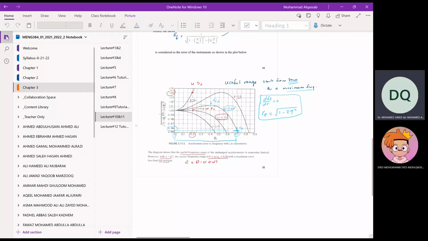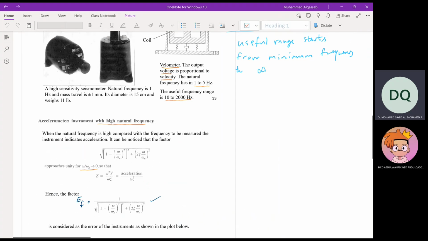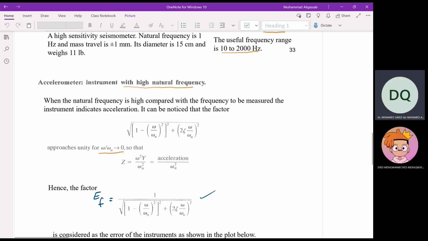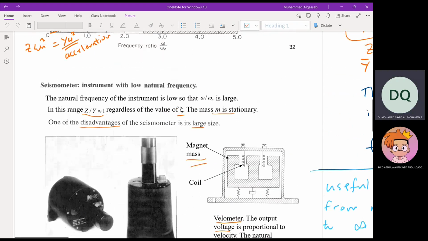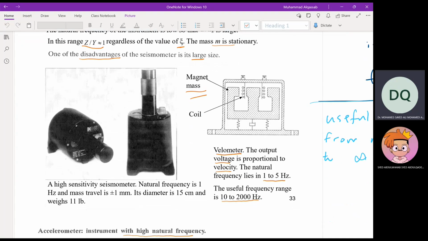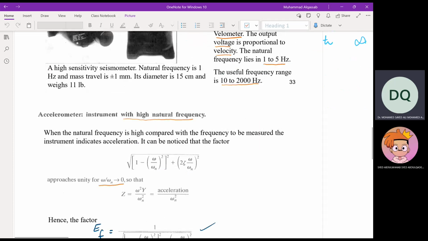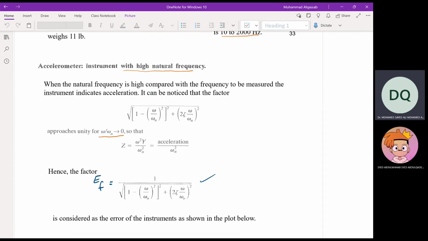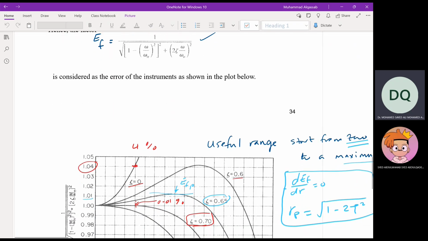Okay, last time we talked about the two types of instrument, and we reached the accelerometer. So there are two types: seismometer, which is an instrument with low natural frequency, and it can be a velocity meter, called a velometer or velocity pickup, if you put a magnet mass. And then the second one is the accelerometer, which can directly measure the acceleration. And it is a commonly used sensor or transducer.